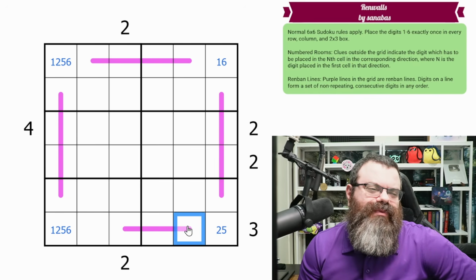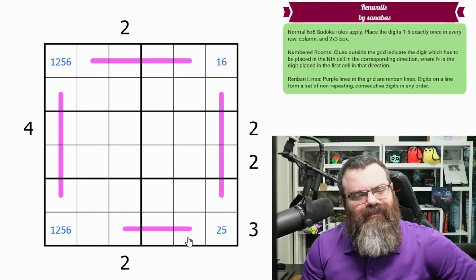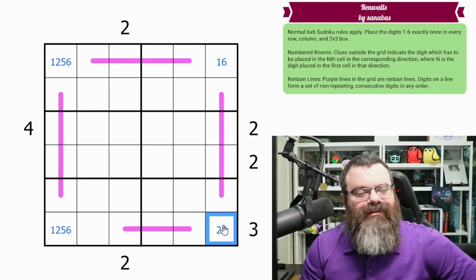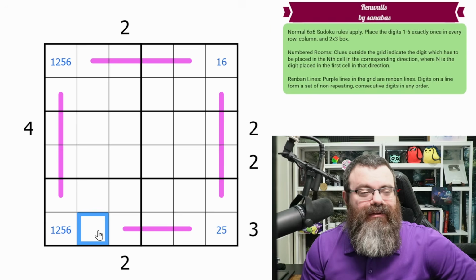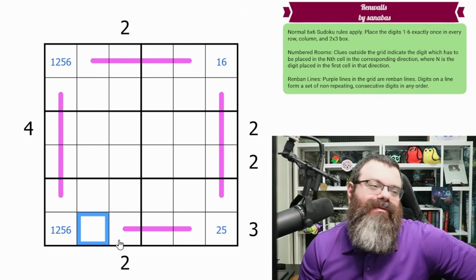So a 2 would force this to be 2. Okay, 2 would make that 1, and then this would be a 3. 5 would put a 3 here. Ooh, okay, that's bad.